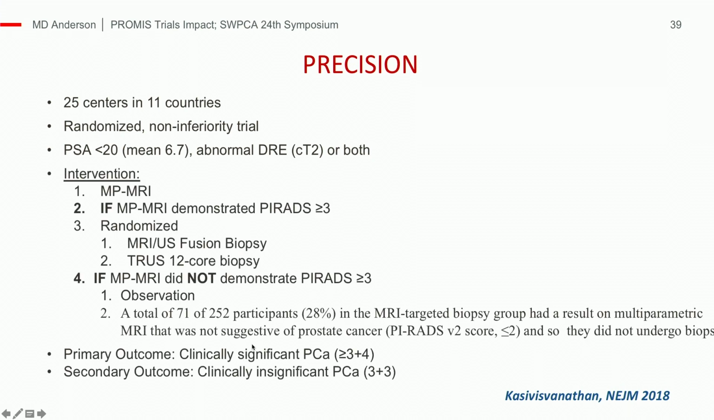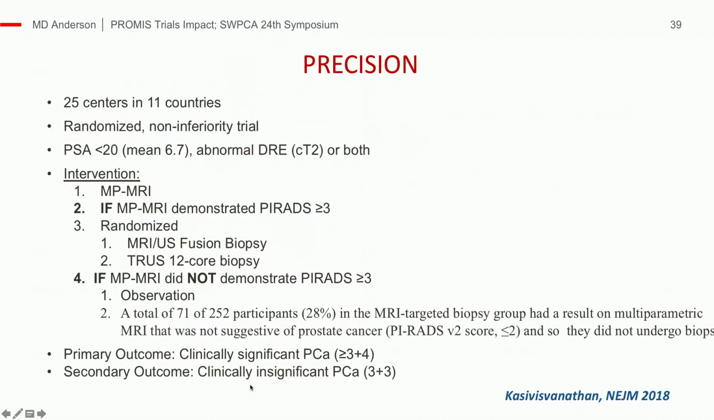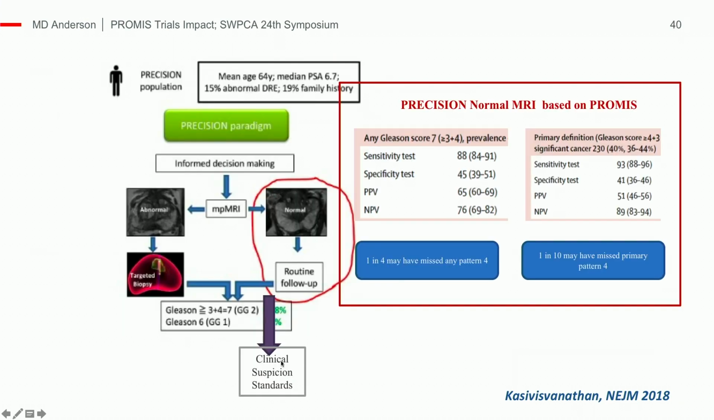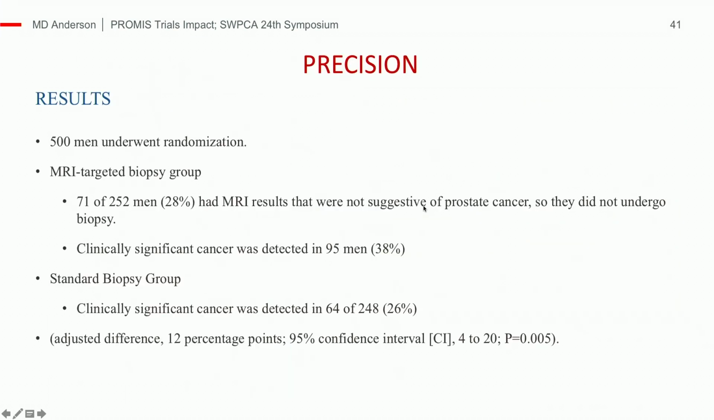The primary outcome was clinically significant prostate cancer. The secondary outcome was clinically insignificant prostate cancer. This is how it actually worked out, sort of a map here, and this is a comparison of the PRECISION trial with the normal MRI based on PROMIS, and this is how they came up with the number, based on the number of patients that they needed to examine, based upon the PROMIS trial and having a 27% negative predictive value for the MRI.